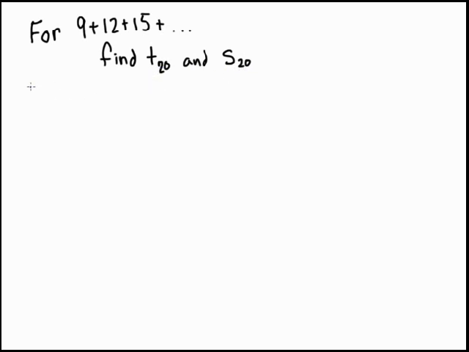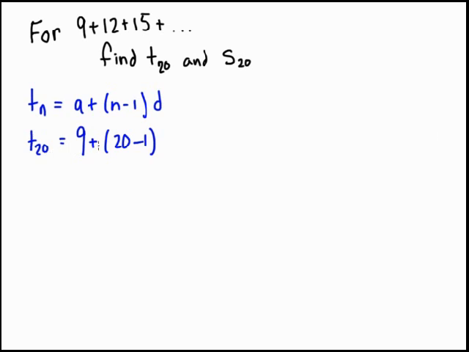Term 20. Well, we know that in general, the nth term is equal to a plus n minus 1 times d. So if I want to find term 20, that's going to be term 20 equals a, which is the first term, which is 9, plus 20 minus 1, since n is equal to 20, times d, which is the common difference between these terms.